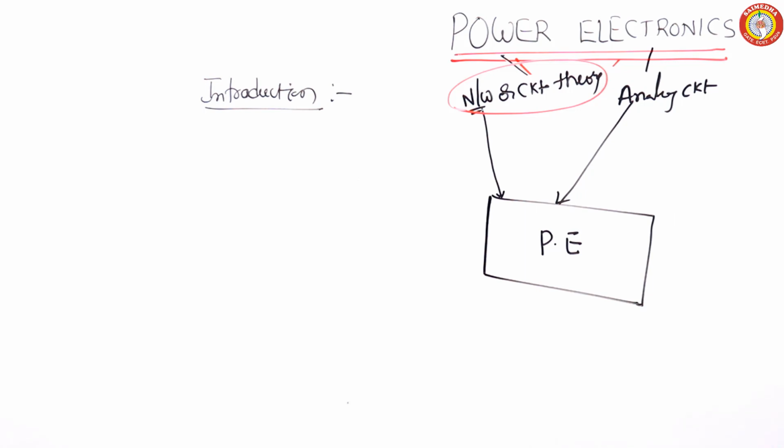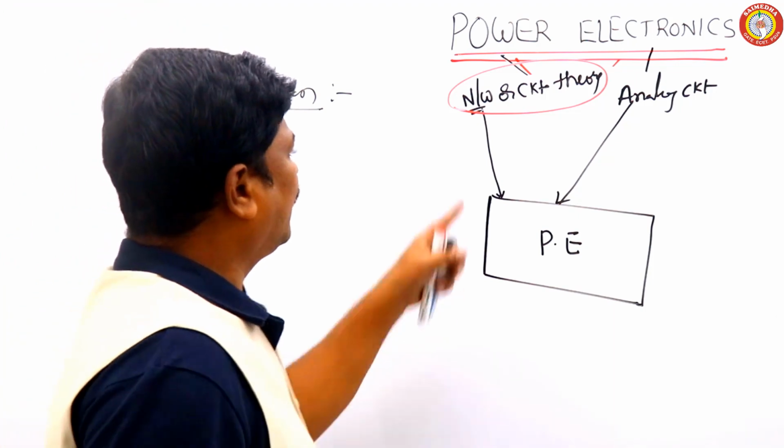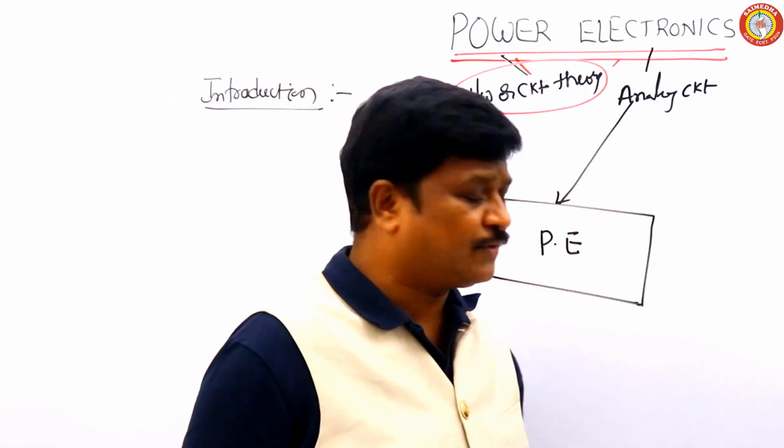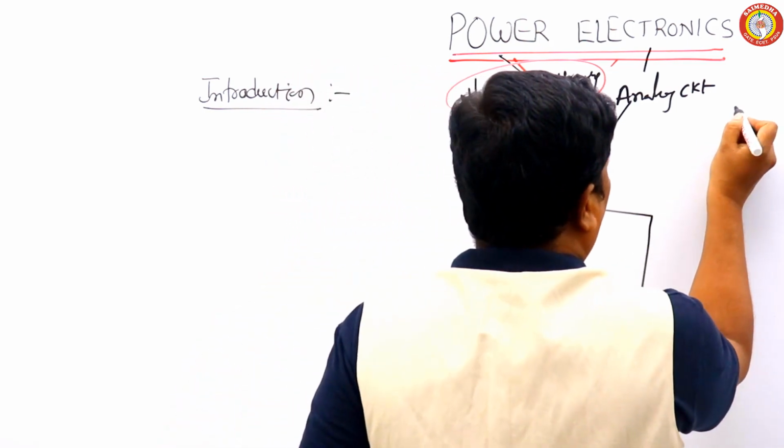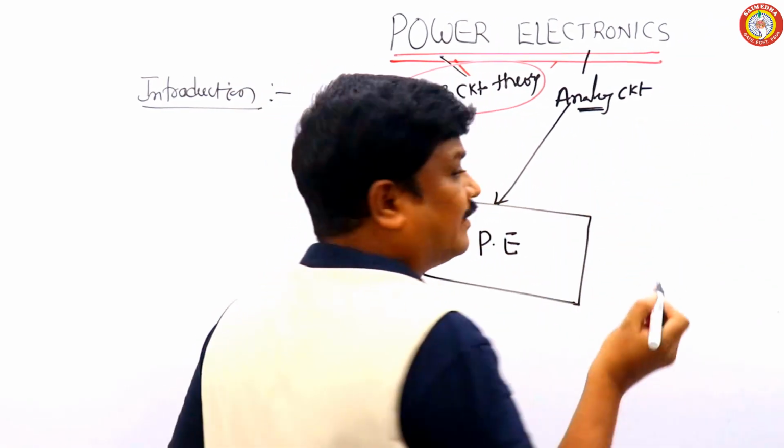Tell me what is the other subject you need. Just guess it. What is the subject you need? Network circuit theory or analog circuits? After the analog circuits, what do you need? You need a brief. Why are analog circuits required?